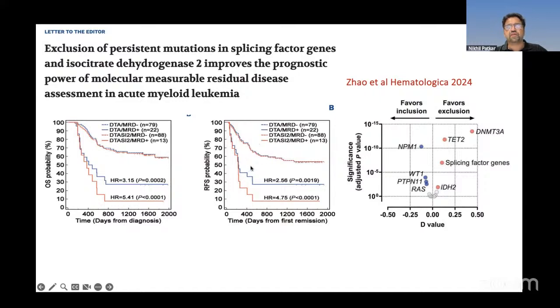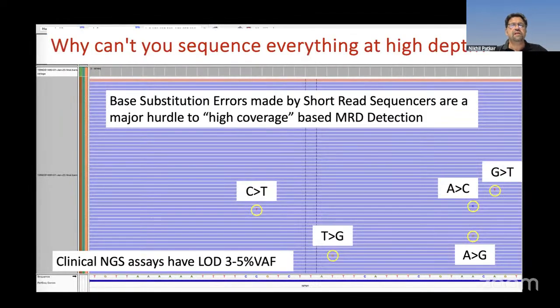They say if you exclude those mutations and then do your MRD analysis, you can see that NGS MRD is highly predictive of outcome. So this is something to keep in mind: as we understand more and more about clonal hematopoiesis, our concepts of what to exclude and which genes to focus on will also change.